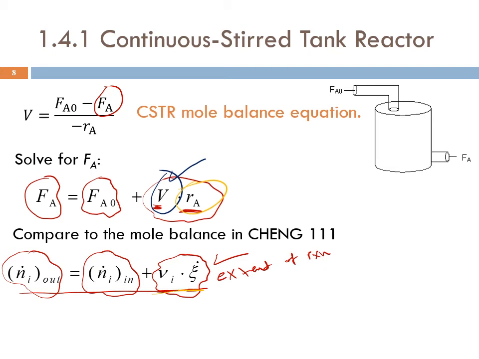However, in 111, I did not really bother about the rate of reaction. I only have this overall number, which is the extent of reaction. And therefore, I cannot really find the required volume to achieve a given conversion, right? And nu, which is the stoichiometric number, is simply something theoretical from the reaction.